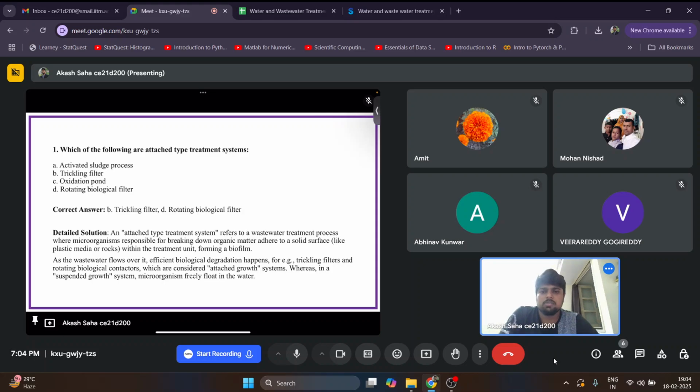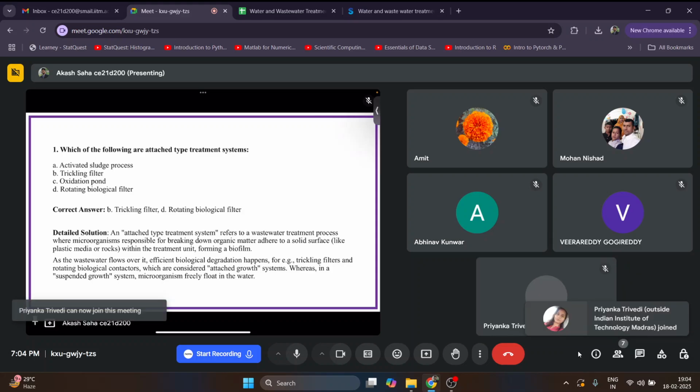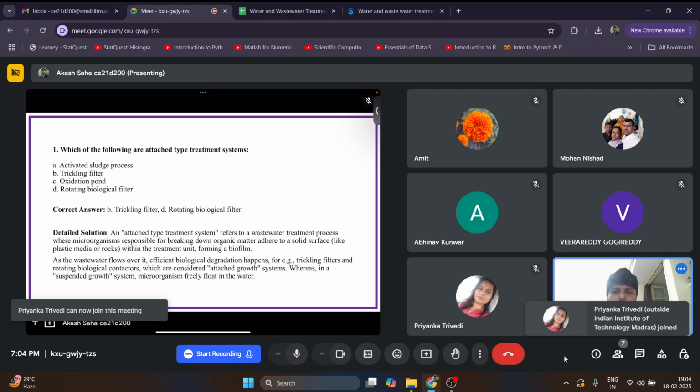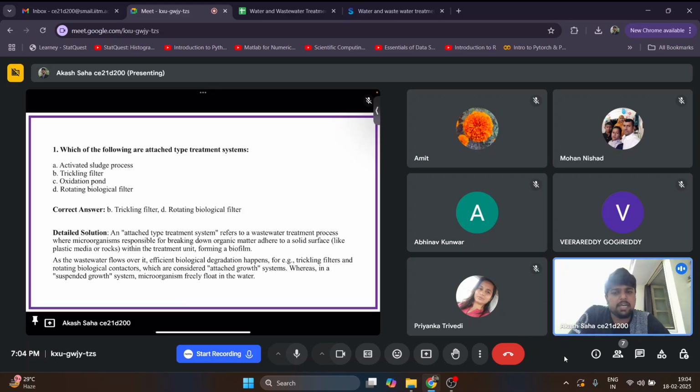Here I have written that an attached type treatment system refers to a wastewater treatment process where microorganisms responsible for breaking down the organic matter adhere to a solid surface like a plastic media or rock within the treatment unit, forming a biofilm. As the wastewater flows over it, the biological degradation happens. For example, trickling filters or rotating biological contactors are considered attached growth systems. Whereas in a suspended system, the biomass can easily float throughout the water.